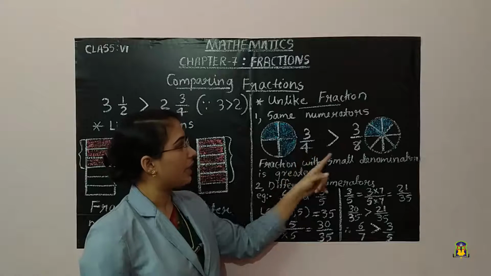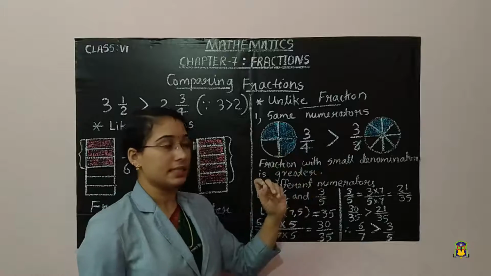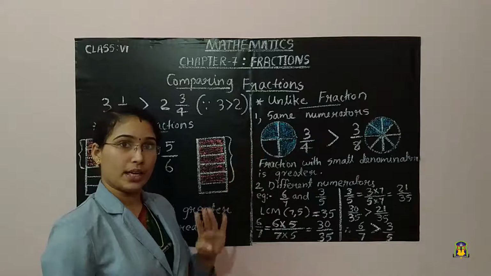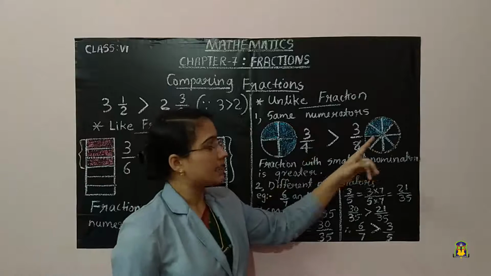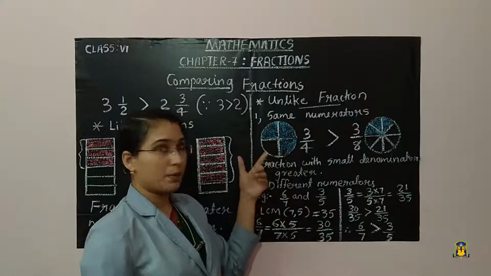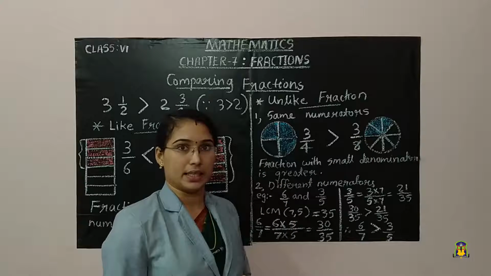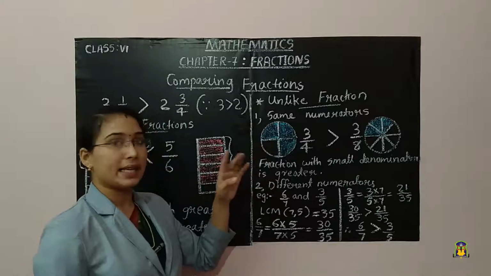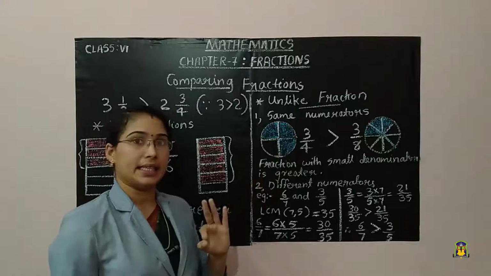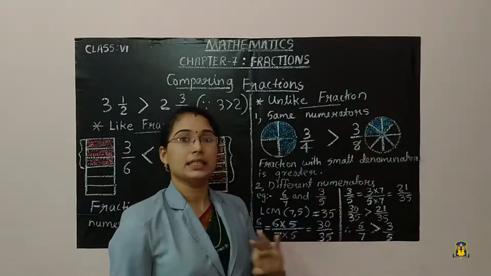Here 3 by 4 and 3 by 8. Here you can see two figures, the same circle. Here I divided this circle into 4 equal parts. Here I divided the circle into 8 equal parts. So here the parts are big, and here they are small, because a total of 8 parts are there. From this 4 I took 3 parts. From this 8 I took 3 parts.